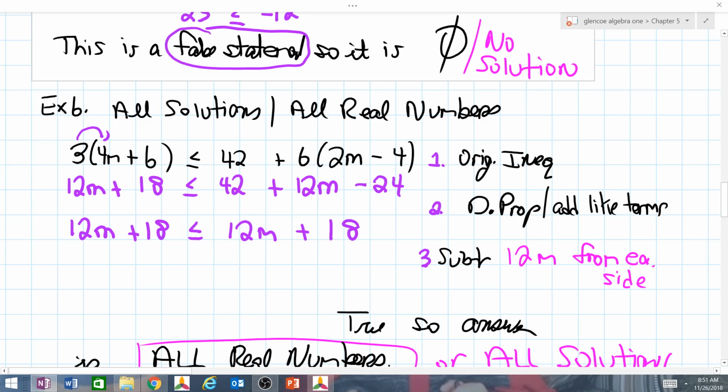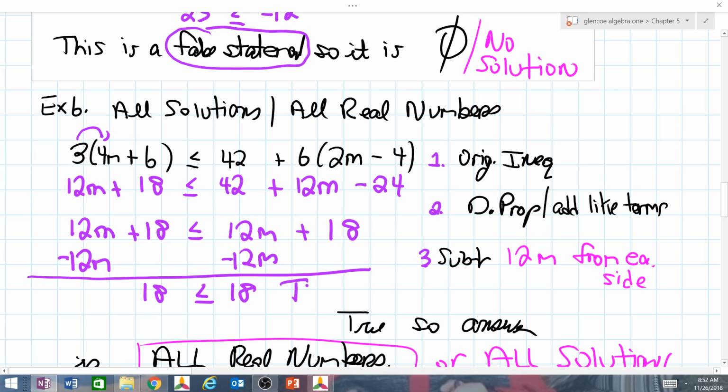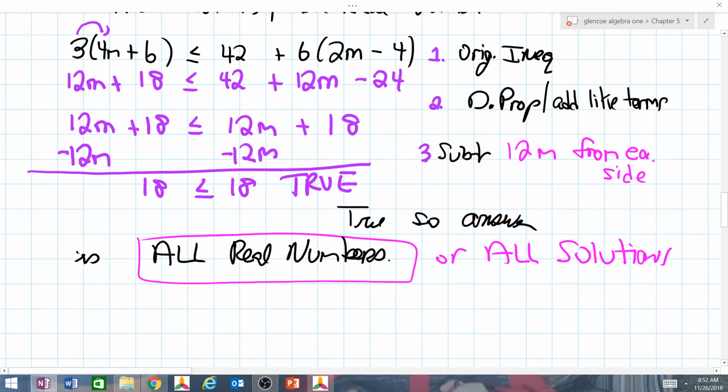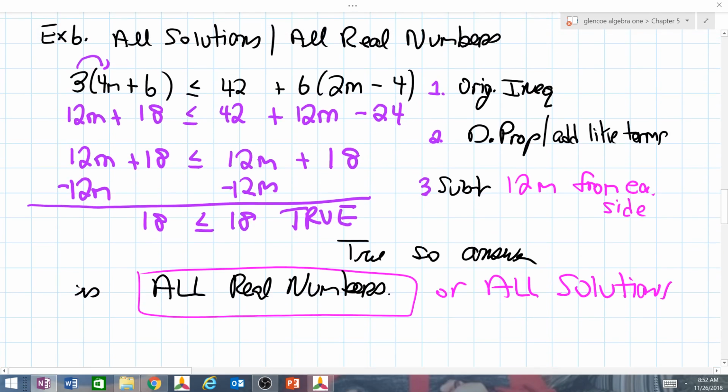Now, some of you may see it there that you have identical twins or the same exact thing on both sides of the inequality, which means your answer would be all solutions. If you don't see it, then you are going to subtract 12m from each side, and you're going to get 18 is less than or equal to 18, which is a true statement. When your statement is true, your answer is all real numbers or all solutions. Does anyone have a question?